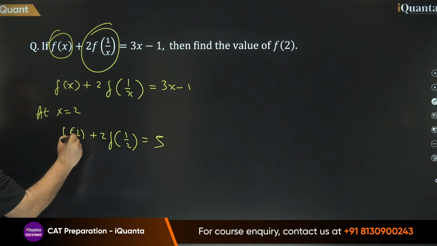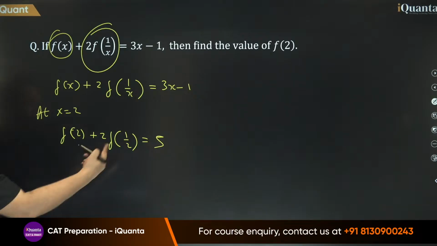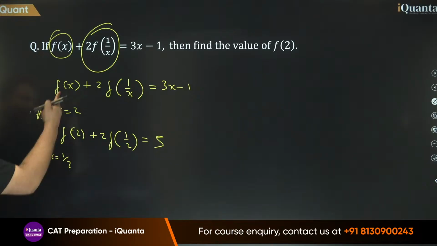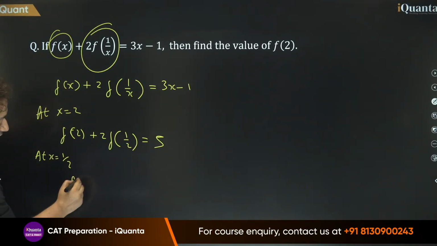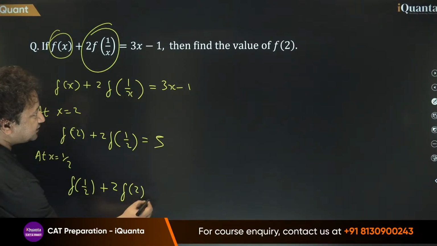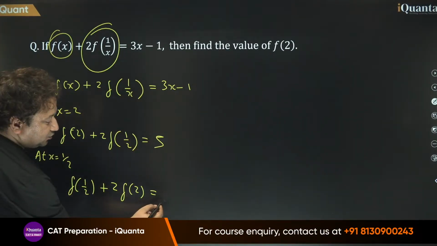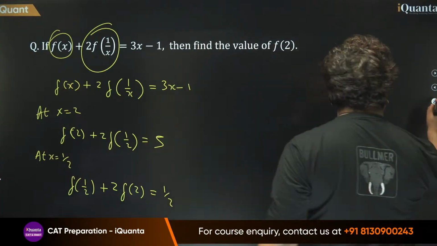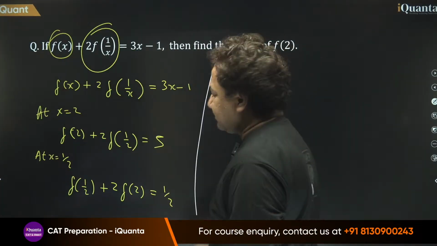Now, aim of my life right now is to eliminate this f(1 by 2). That is hurting me a lot. So I'll just put at x equal to 1 by 2. When I do it, f(1/x) is f(2). So I'll get f of 1 by 2 plus 2 times f of 2 equals 3 by 2 minus 1, which is 1 by 2. Now we have two equations. We can solve them simultaneously and get our answer. Clear?